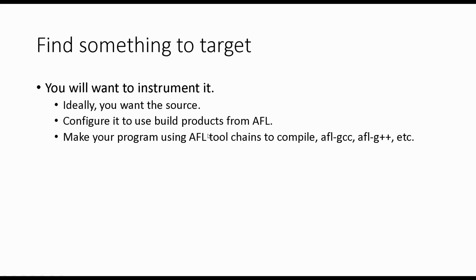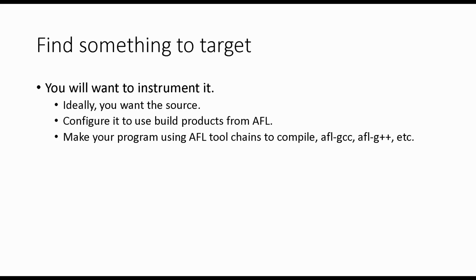So finding something to target, what do we want to target? Now, ideally, again, we want to instrument it. So we want the source code. So GitHub is a good option. If we can maybe find something on GitHub, then that could be something that we could make use of. We can use AFL to modify it, so that when we compile it, we're using AFL GCC.